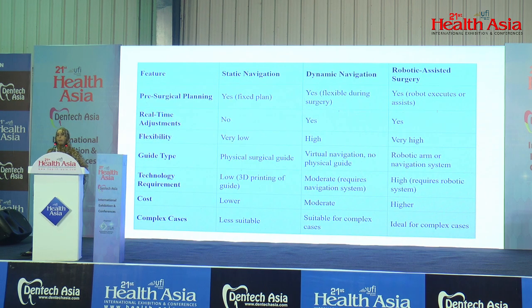So if you want to compare the different kinds of computer-assisted surgeries, starting from static, moving to dynamic navigation and the more advanced robotic-assisted surgeries, the major difference is that in static you need a physical guide, but in dynamic navigation or robot-assisted surgery you don't need a physical guide. The guide is virtual, it's just the software, but it comes with additional cost and expertise, and there's a learning curve to it.